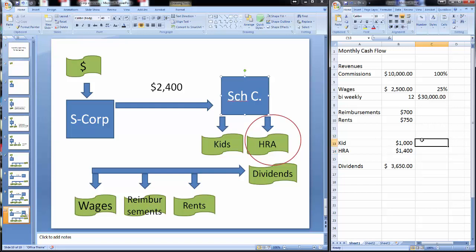If you have any questions, feel free to contact me. Refer to the workbook. There are all the forms that you have to fill out for the health reimbursement arrangement, for hiring the kids, for the rents, for the reimbursements, and then make sure you check with a payroll company for the wages.